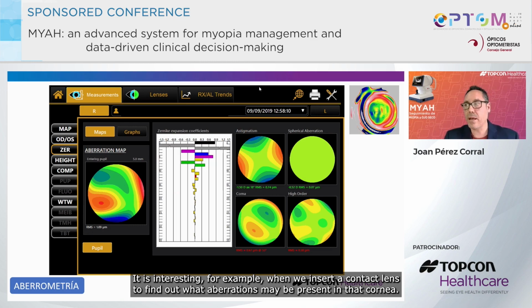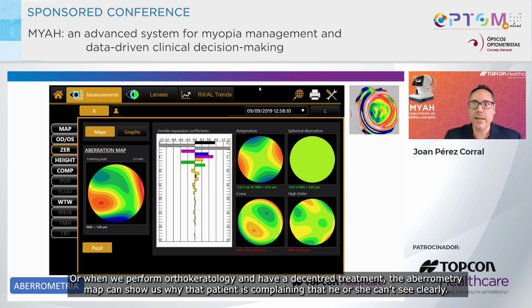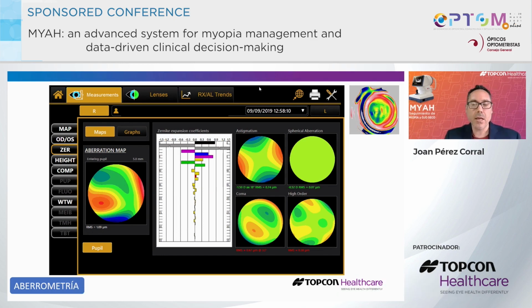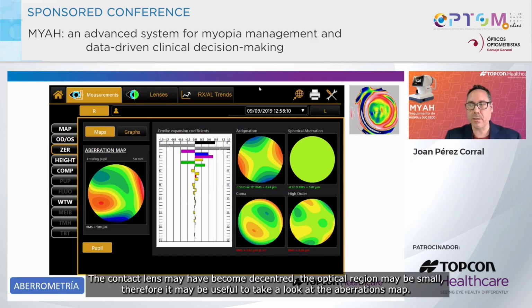It is interesting, for example, when we insert a contact lens to find out what aberrations may be present in that cornea. Or when we perform orthokeratology and have a decentered treatment, the aberrometry map can show us why that patient is complaining that he or she can't see clearly. The contact lens may have become decentered, the optical region may be small, therefore it may be useful to take a look at the aberrations map.